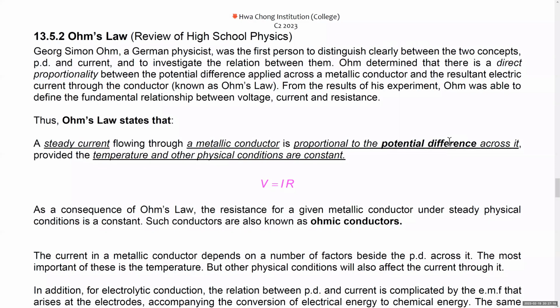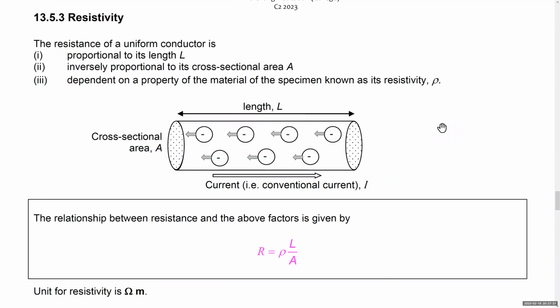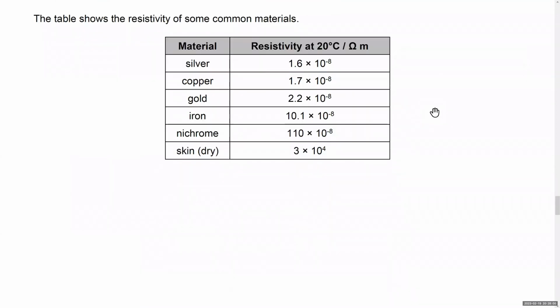Okay, Ohm's law is something that you have seen in secondary school, and we have V equal to IR. The resistance of a wire is proportional to its length and inversely proportional to its cross-sectional area. The constant of proportionality is called the resistivity. Resistivity is a property of a material. For example, for silver, the resistivity is 1.6 times 10 to the power minus 8 ohm meter, and for iron it is 10.1 times 10 to the power minus 8 ohm meter.